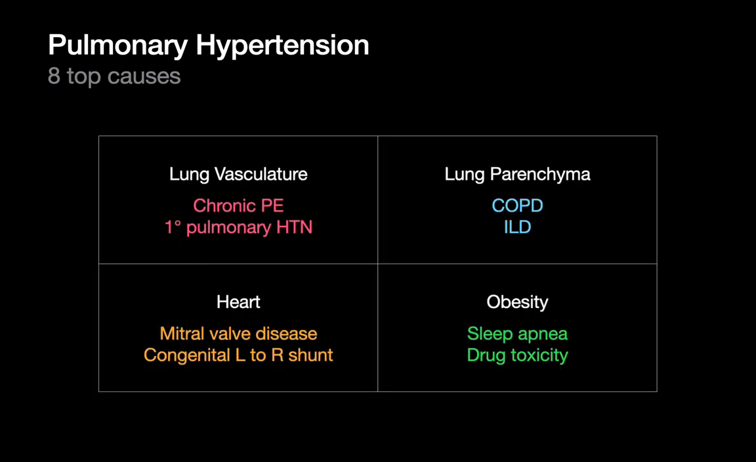Chronic PE and primary pulmonary hypertension are the 2 vascular disorders. COPD and interstitial lung disease are the 2 parenchymal disorders. Mitral valvular disease and left to right shunts are the 2 cardiac disorders. Sleep apnea and drug toxicity are the disorders related to obesity.